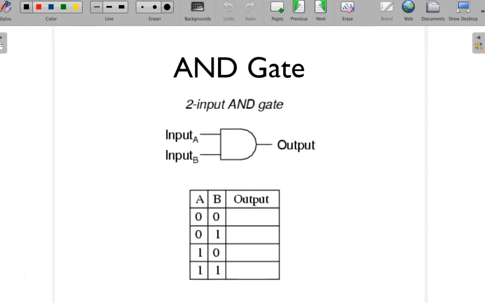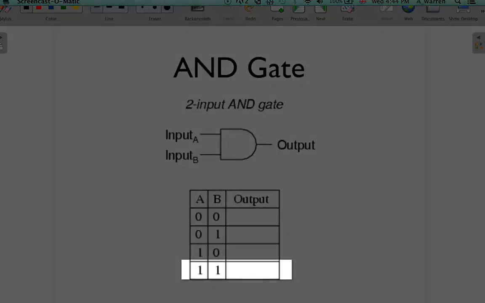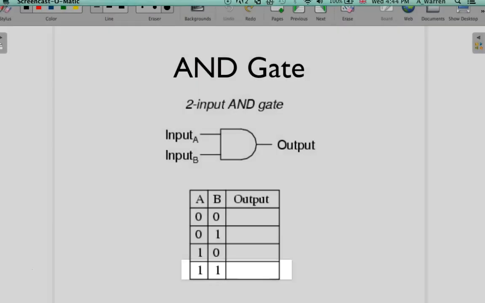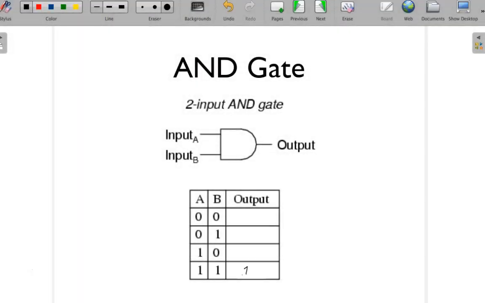Now let's look at the truth tables for the various basic gates. This is our AND gate. The AND gate says that the output is 1 if input A is 1 and input B is 1. So that is this scenario here. A is 1 and B is 1, so the output is 1.